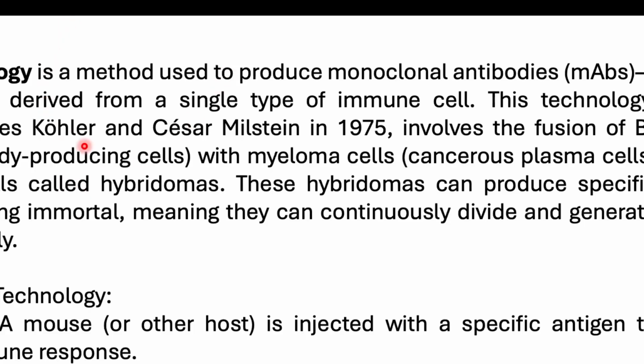So hybridoma technology is a method used to produce monoclonal antibodies, identical antibodies derived from a single type of immune cell. So we want the antibody to recognize a particular antigen. This technology was developed by Georges Kohler and Cesar Milstein in 1975. So these were the scientists who discovered this technology for us. It involves the fusion of B lymphocytes with myeloma cells to create hybrids called hybridomas. Then these hybridomas can produce specific antibodies while being immortal, meaning they can continuously divide and generate antibodies indefinitely.